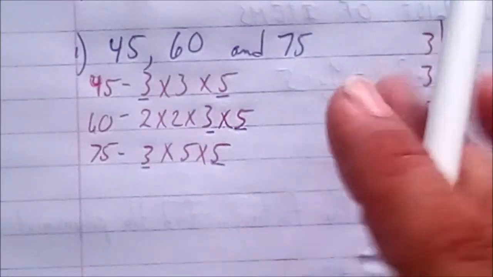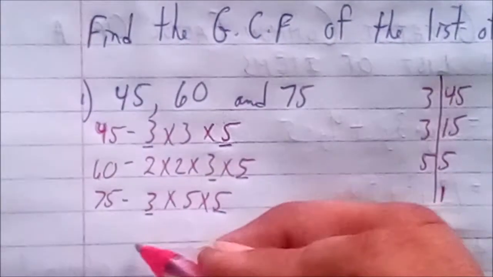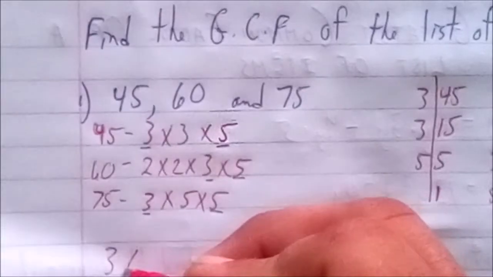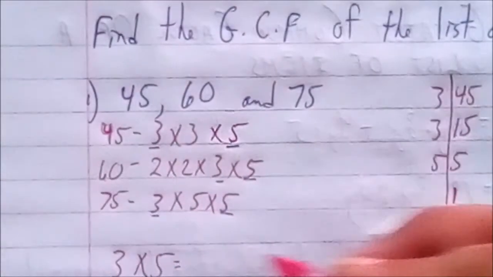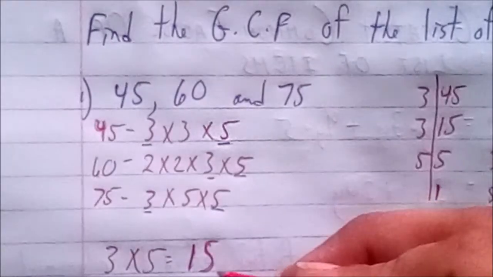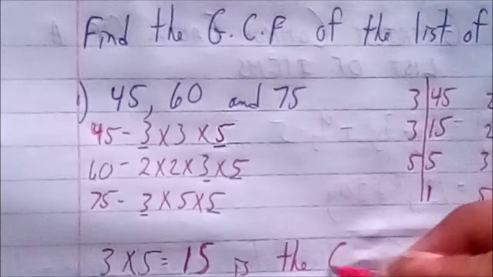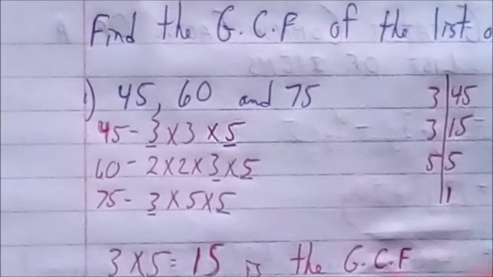factor value. So what we do now is we're going to say 3 times 5, and that gives us 15. Therefore 15 is the greatest common factor.